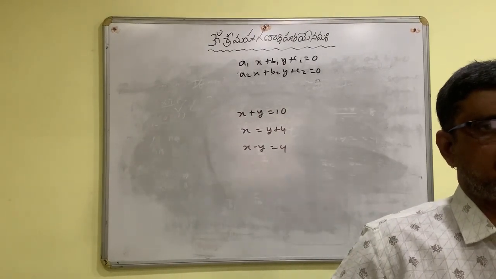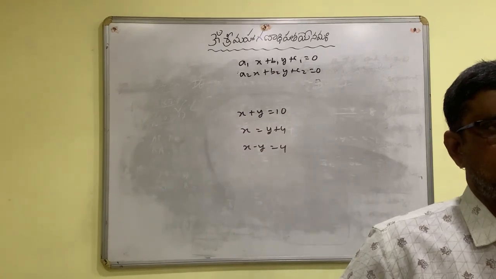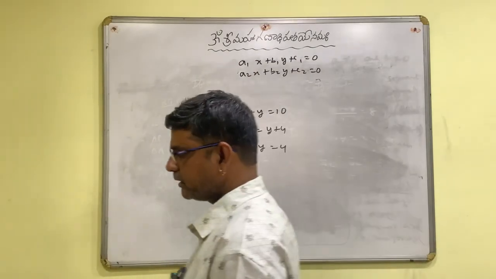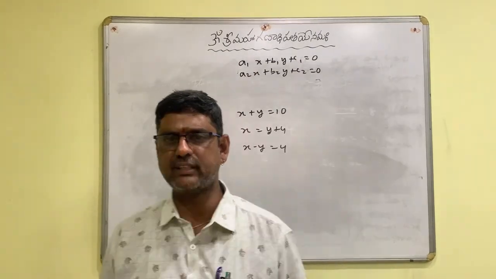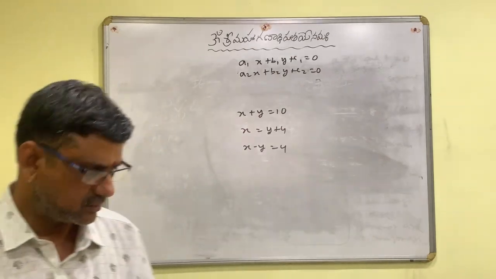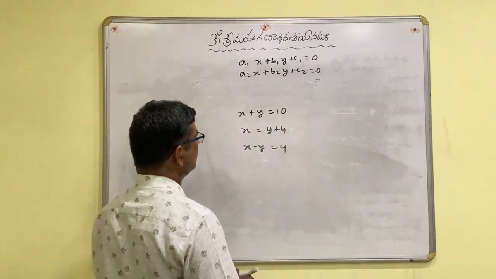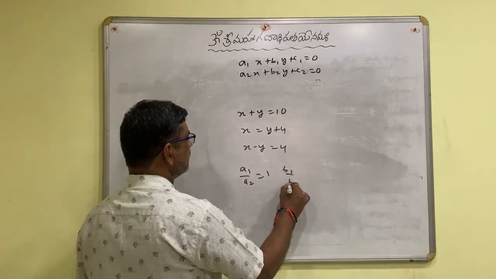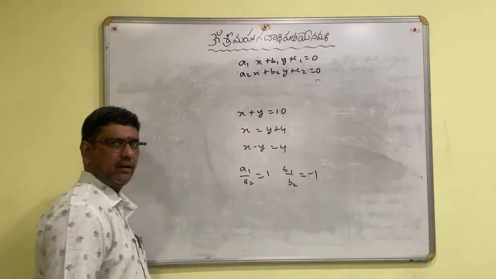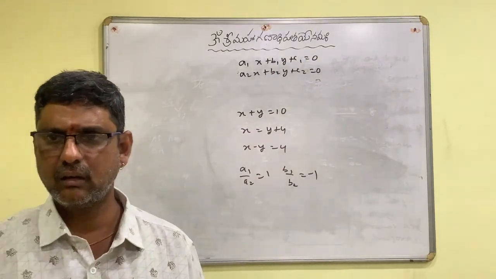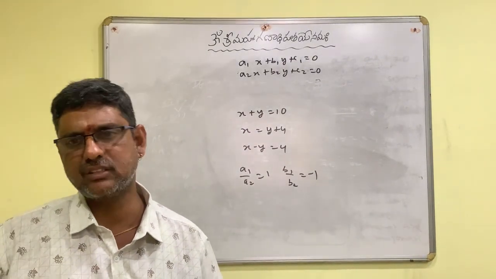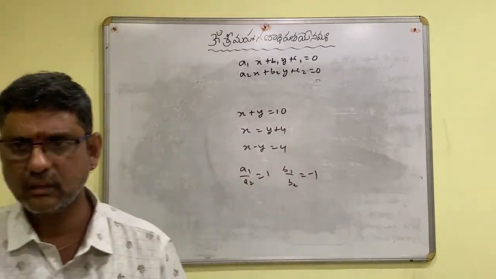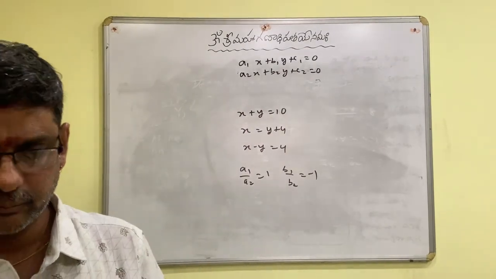A1 by A2 is 1, B1 by B2 is minus 1. They are not equal, na? How are they coinciding? They are intersecting lines, not coinciding lines. They will not coincide with each other. A1 by A2 is 1, B1 by B2 is negative 1. Both are not equal. Intersecting lines, consistent and intersecting lines. They are consistent and intersecting.